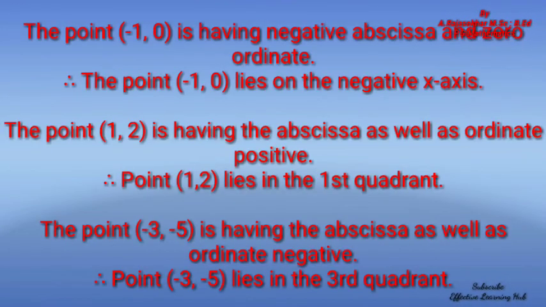Third one is the point (-1, 0), having negative abscissa and 0 ordinate. The point (-1, 0) lies on the negative x-axis. Next, the point (1, 2): both abscissa and ordinate are plus, x-axis plus, y-axis plus. So it is the first quadrant. Next, the point (-3, -5) has both abscissa and ordinate negative, so minus minus lies in the third quadrant.